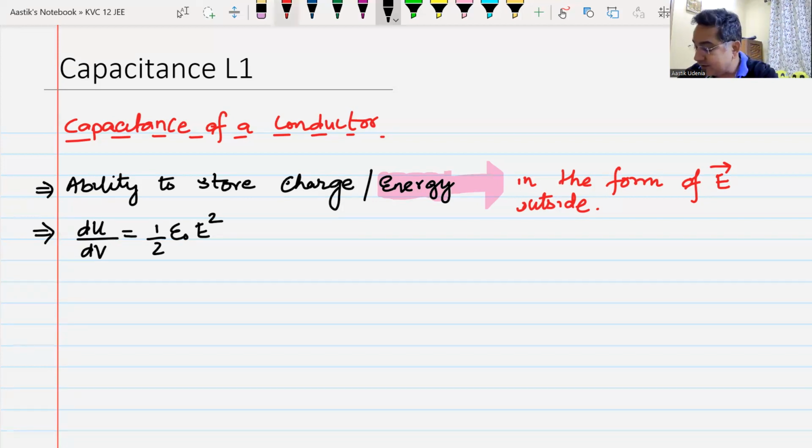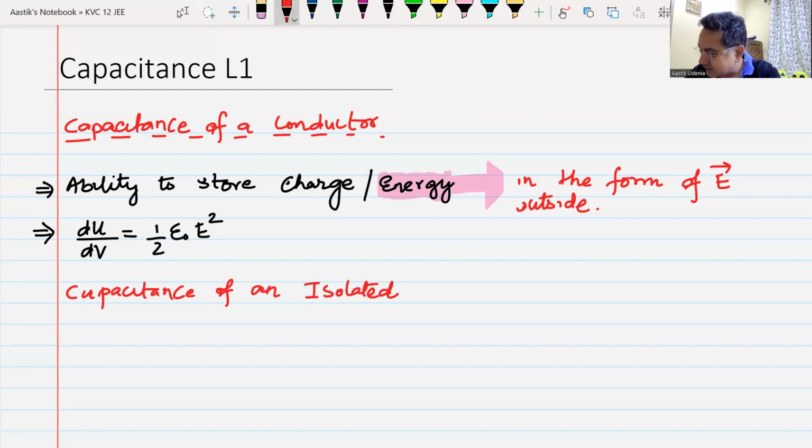So you can write the next heading. Capacitance of an isolated conductor. How will I calculate the capacitance of an isolated conductor? Any idea?